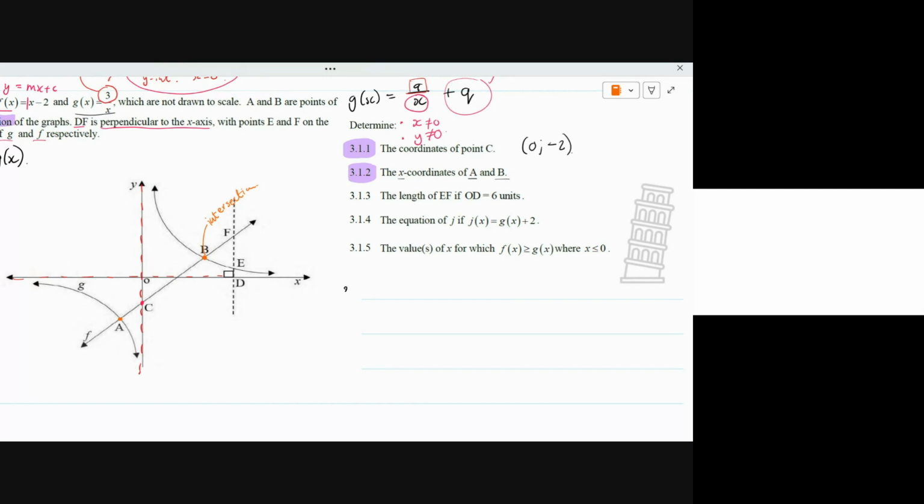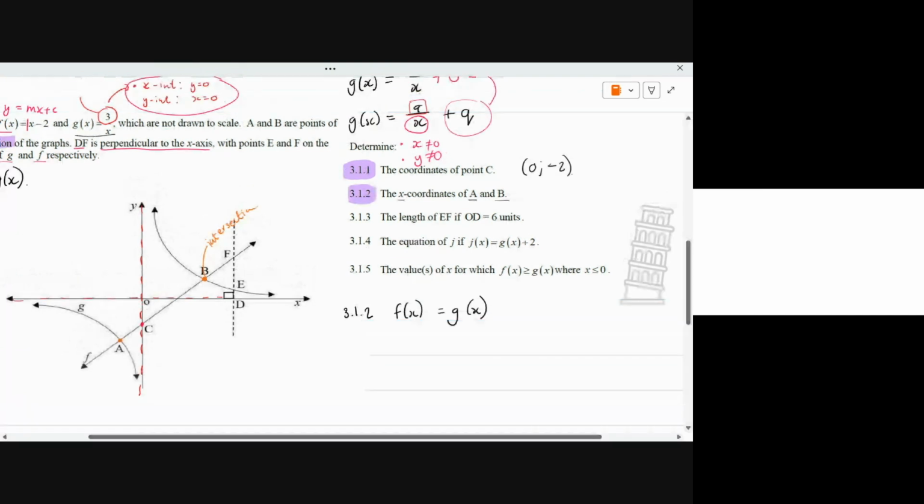So for 3.1.2, I'm going to say f of x is equal to g of x, and that will help me solve for that. All right, so now I know f of x isn't just f of x, it's actually equal to x minus 2. So I'm going to replace f of x with x minus 2, and that will equal 3 over x. All right, and that's what we're solving for.